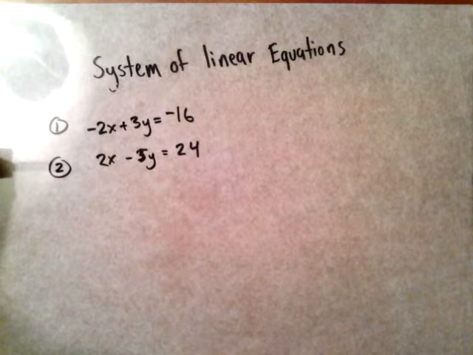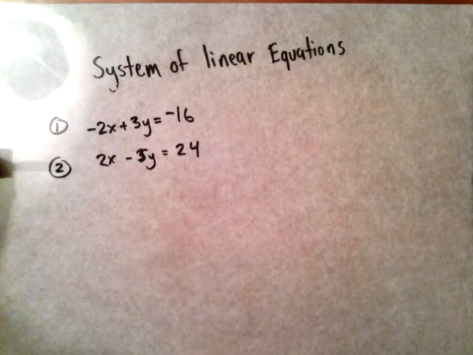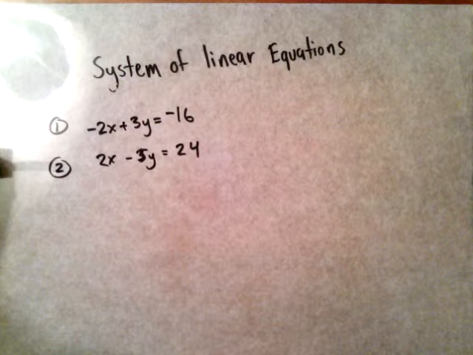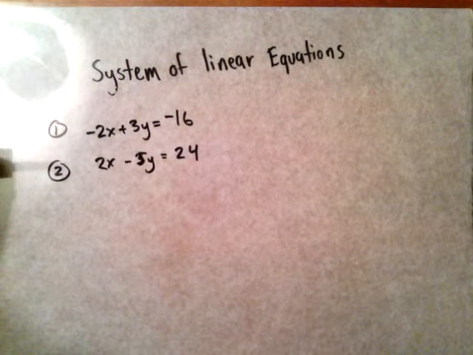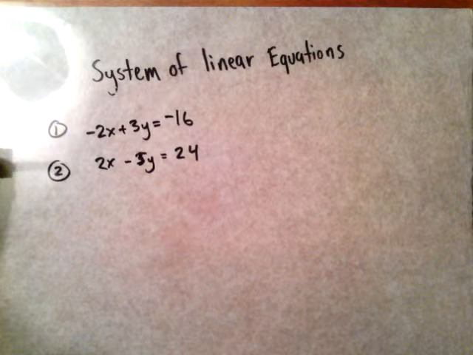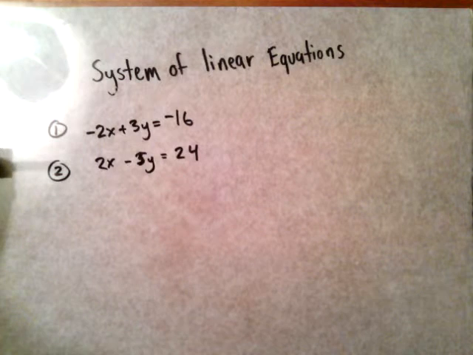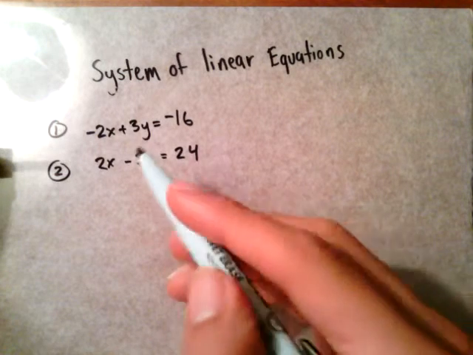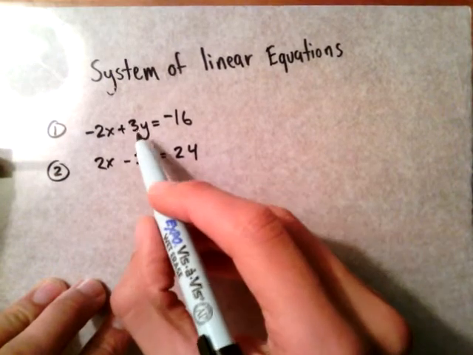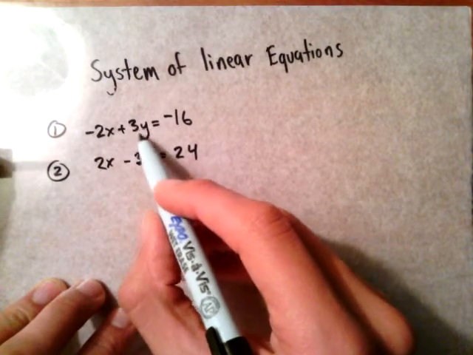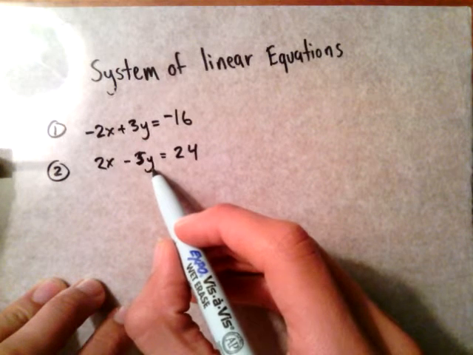So one thing that we can notice right away is 2x and negative 2x are opposites of one another. So the goal is to do that so that you can cancel out a variable. But that's going to be too easy. So what I want to do instead is cancel out the y's. So we have a positive 3 as a coefficient for the first equation, and we have a negative 5 as a coefficient for the second equation for y.